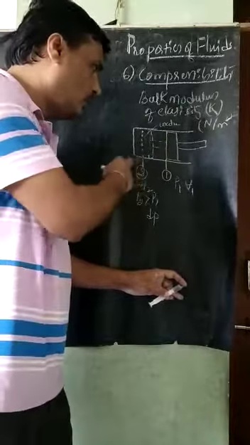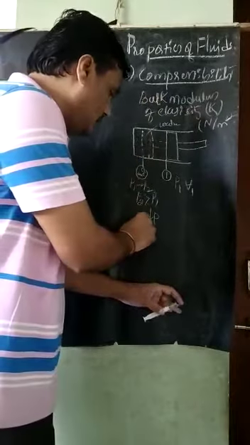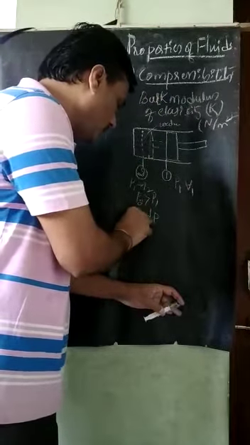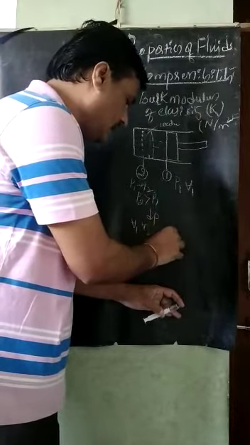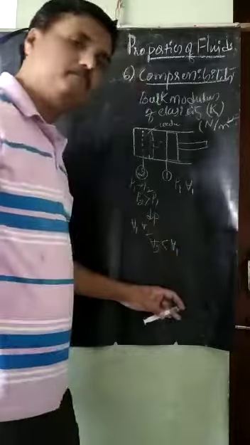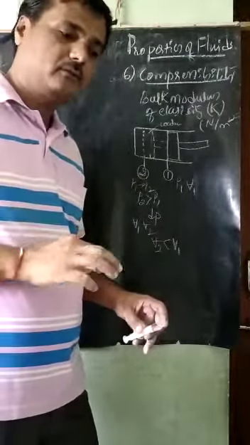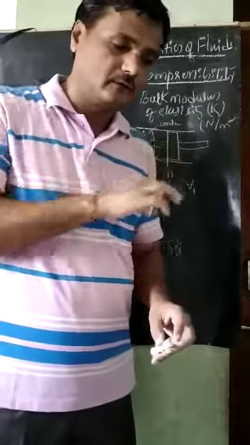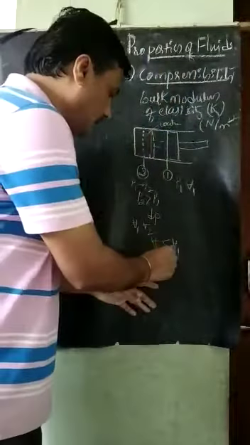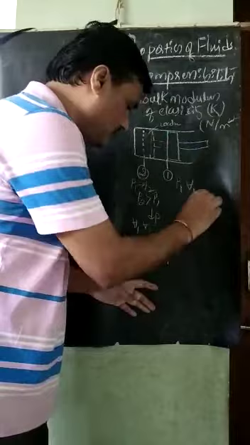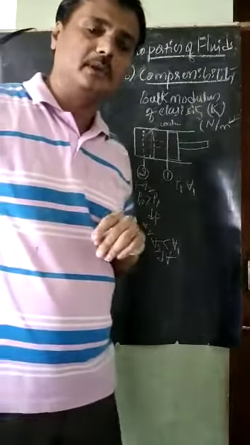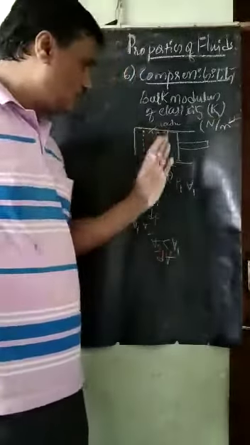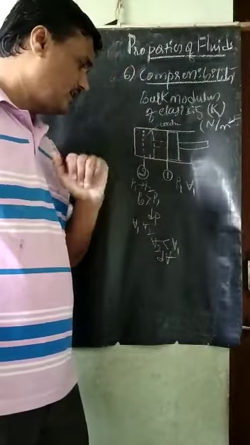Next, what about the volume? The volume decreases from V1 to V2. Therefore V2 is less than V1. The volume decreases, the pressure increases. The decrease of volume, that is the change of volume, is taken as dV. dV is the change of the volume. These are the two positions, the first position and the second position.